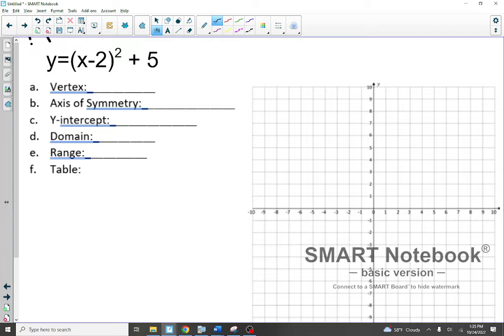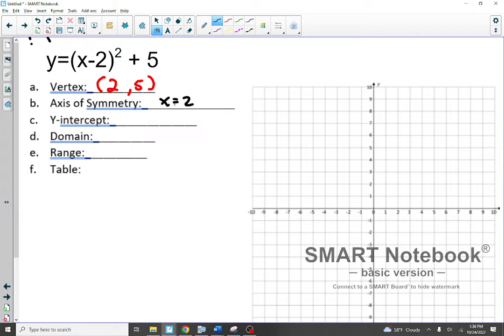Vertex form, based off its name, is really useful for finding the vertex. The vertex in this one is going to be the opposite of what's inside here, the h value, which in this case is 2, comma, the k value, that stays the same, 5. So your vertex is 2, comma 5. The benefit of vertex form is you don't really have to do anything for the vertex. Good. The axis of symmetry is 2.